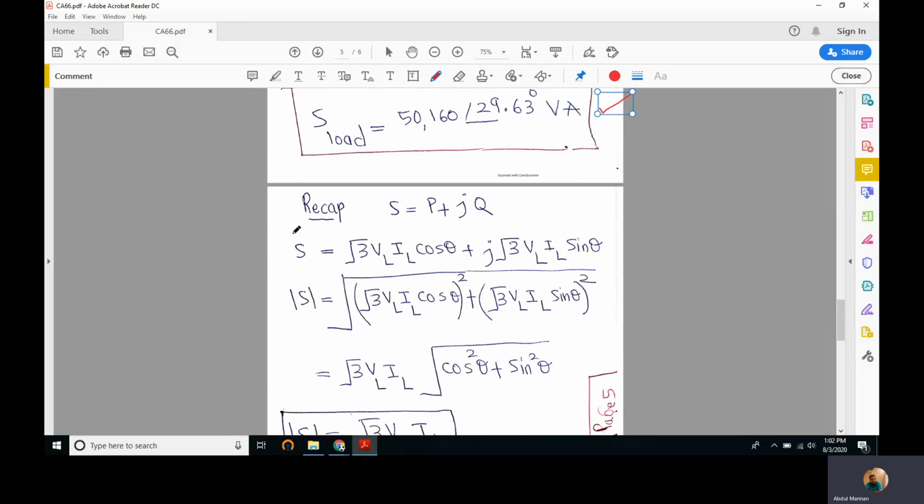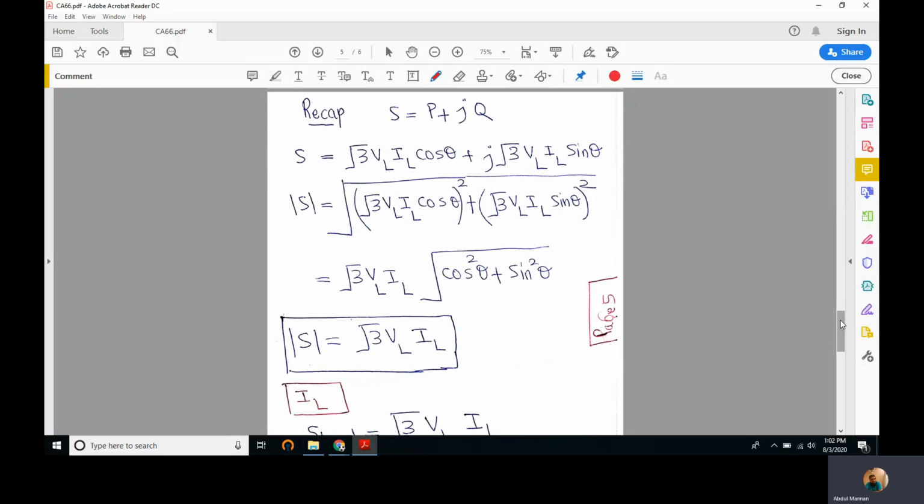Before we find the first unknown IL, there is a very small recap from the last lectures. So now we are ready to find the first unknown IL, but before we compute that, let's go through this small recap. The small recap is about the magnitude of S.